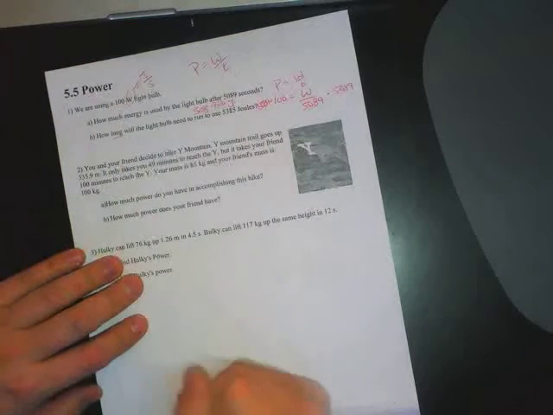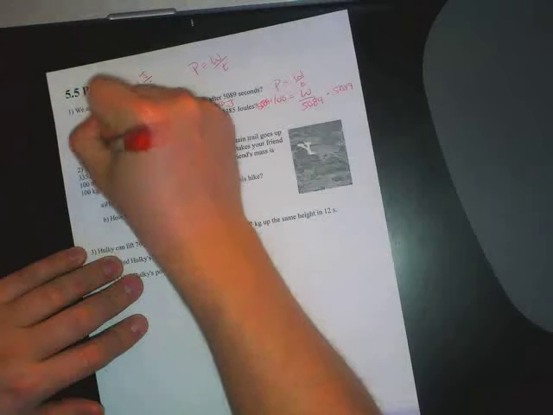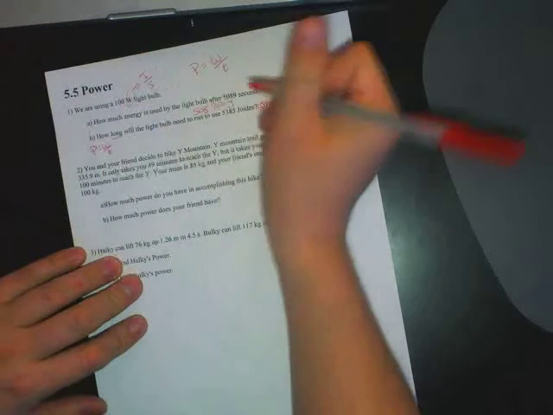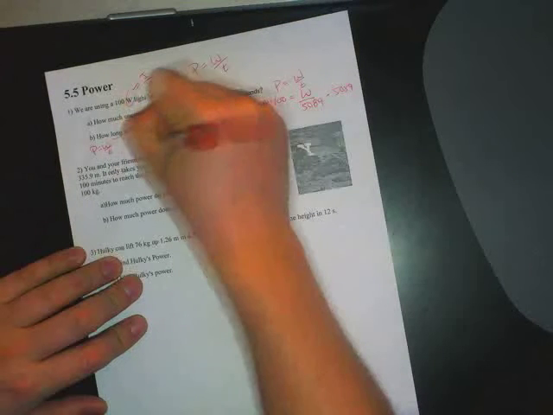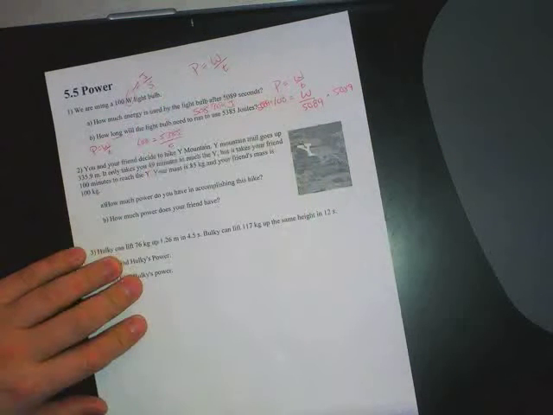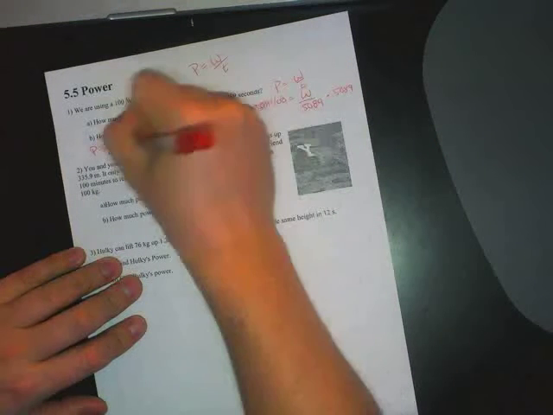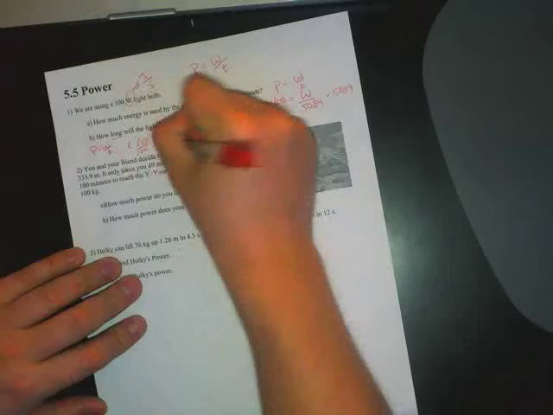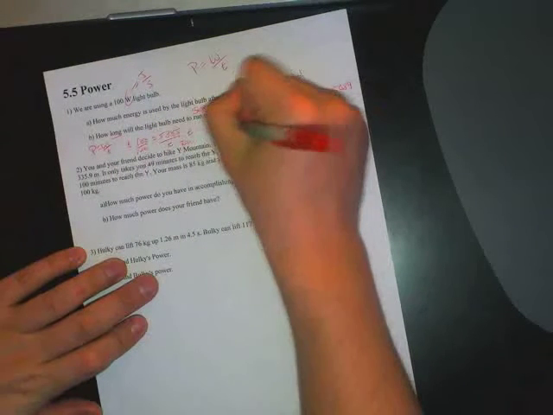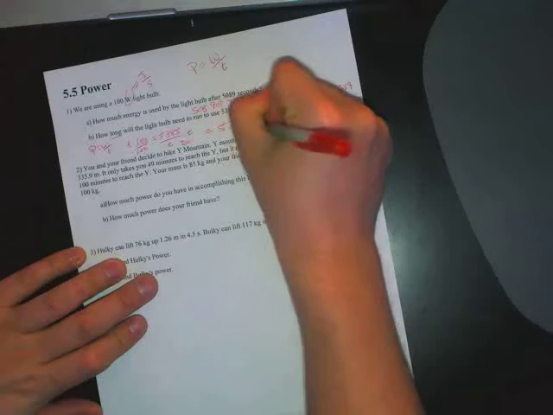Okay, how long? So now I take my power equals work over time, but I'm solving for t. So I can take my power, which is 100, equals 5385 joules over t. Multiply both sides by t, divide both sides by 100, and I get 53.85 seconds. So in less than a minute, you've already used that many joules of energy.